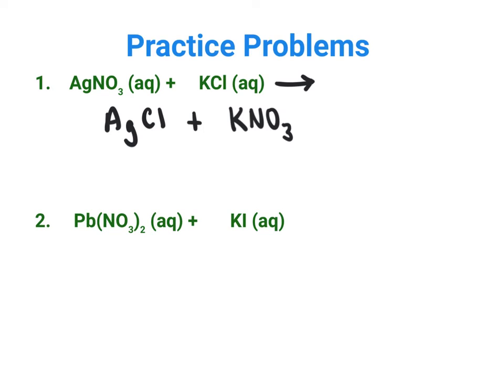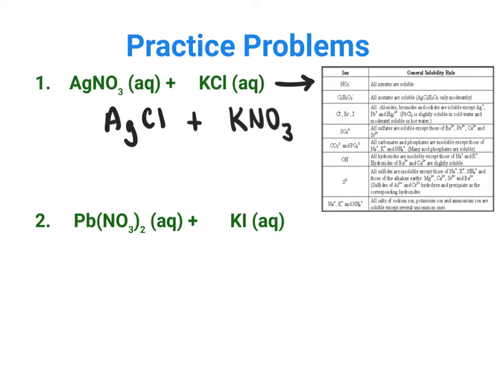So let me get that out. When we use our solubility chart, what we're actually looking for is anions. So let's just work at this one. We have chlorine as the anion, and we have NO3. So I'm going to go down my chart. I find Cl, and it says all chlorides, bromides, and iodides are soluble, except silver, lead, and mercury. This is silver chloride, which means it's not soluble, which means this is going to be a precipitate, and it's going to fall out as a solid.